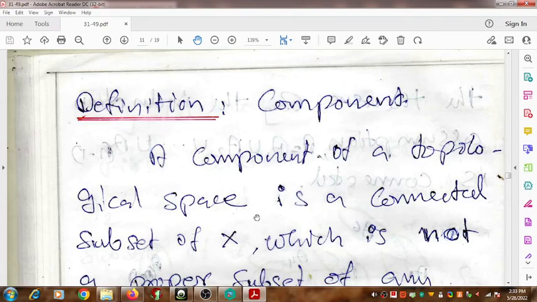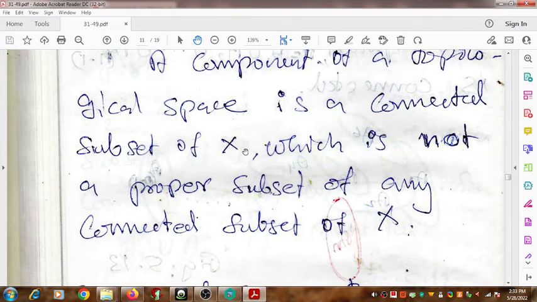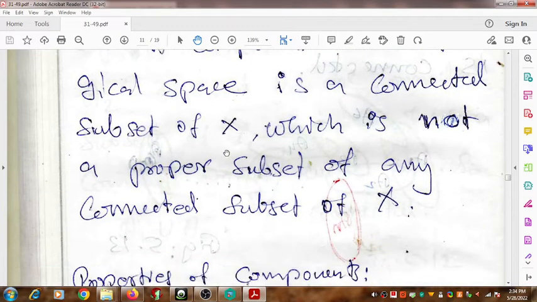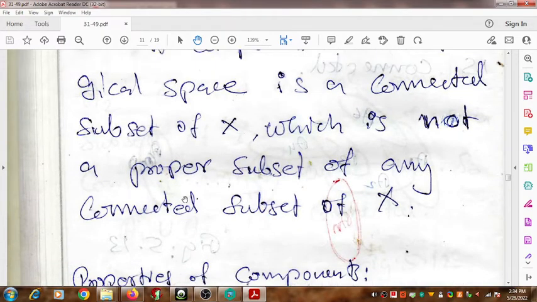Hello, welcome. We are going to see in this video some more ideas about connectedness on topological spaces. First, we define the concept of component. A component of a topological space is a connected subset of X. Suppose X is the topological space. Then we can say it's a connected subset of the topological space which is not a proper subset of any other connected subset of X.